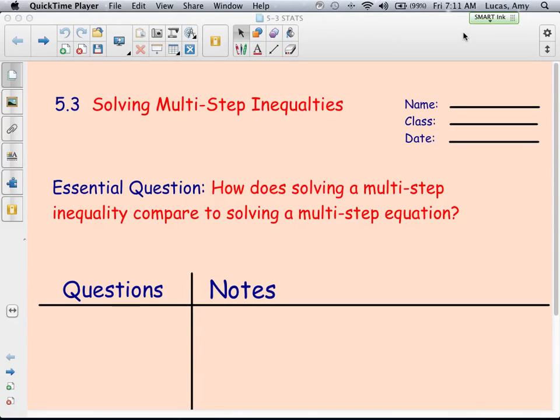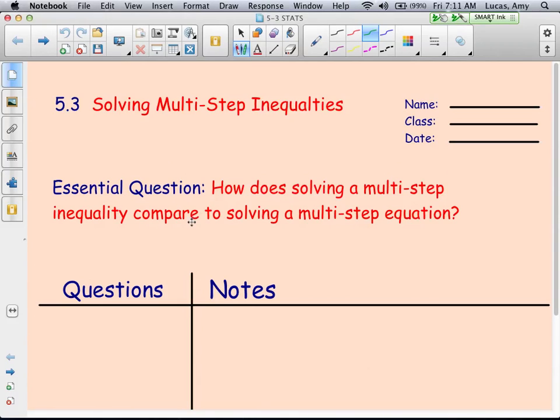Lesson 5.3, Solving Multi-Step Inequalities. Our essential question today is how does solving a multi-step inequality compare to solving a multi-step equation? In Chapter 2, we solved a lot of different kinds of multi-step equations, and today we're going to be solving a lot of different kinds of multi-step inequalities.